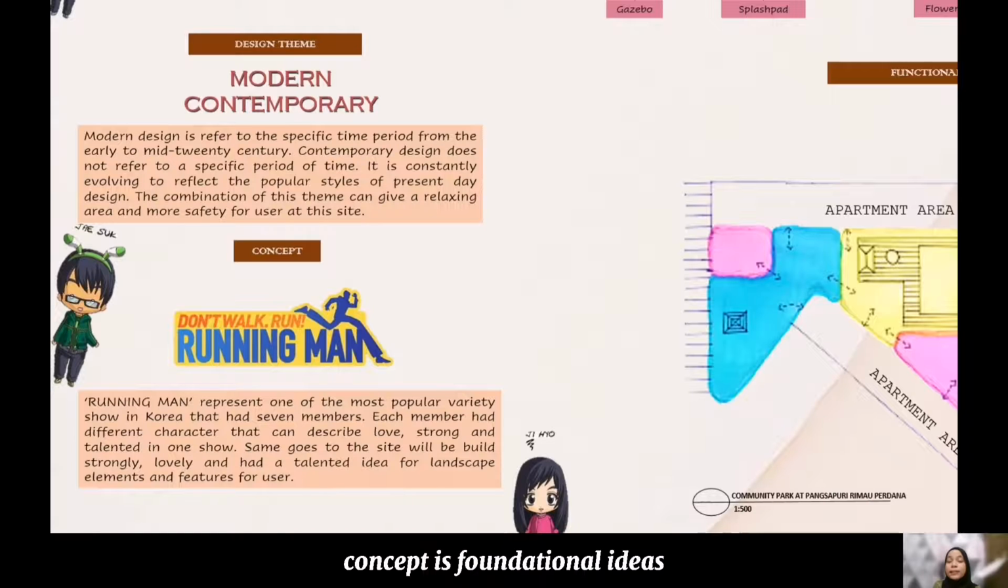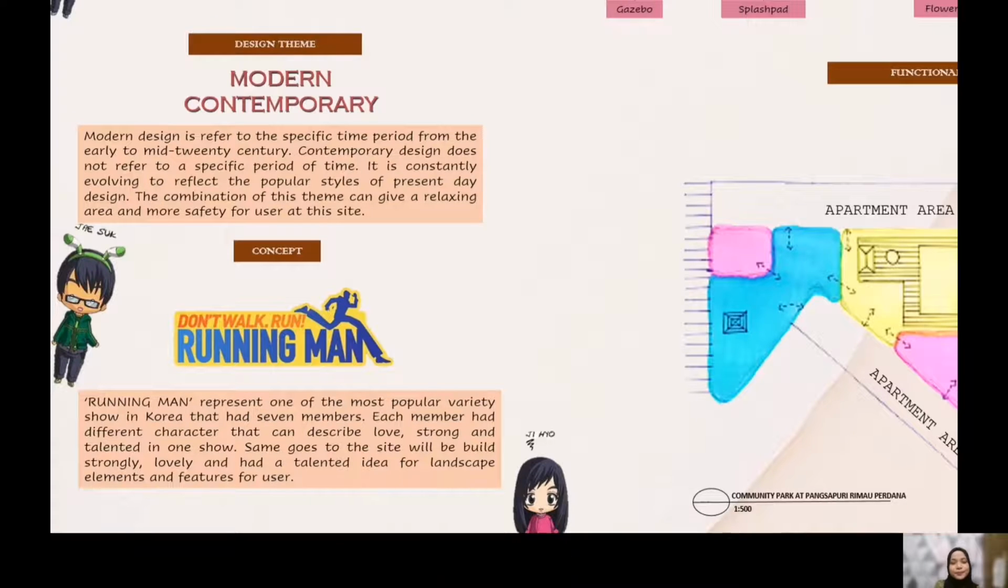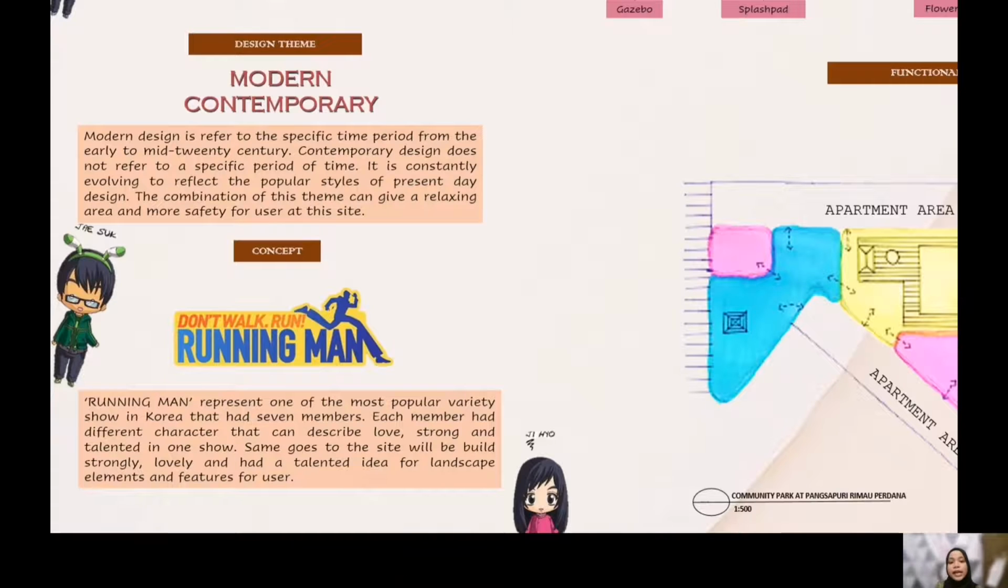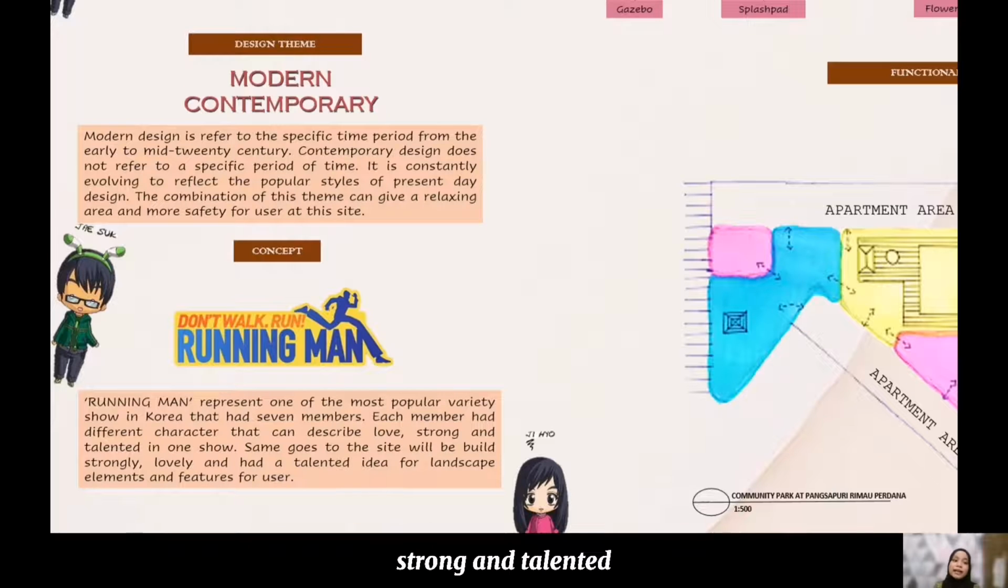Next is concept. Concept is the foundational idea behind the design that conveys design meaning, character, and uniqueness. So the concept that I want to integrate in this site is Running Man. Running Man represents one of the most popular variety shows in Korea that had 7 members. Each member had different characters that can describe love, strong, and talented in one show. Same goes to the site, which will be built strongly, lovely, and with talented ideas for landscape elements and features for users.